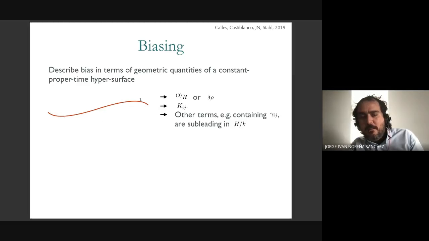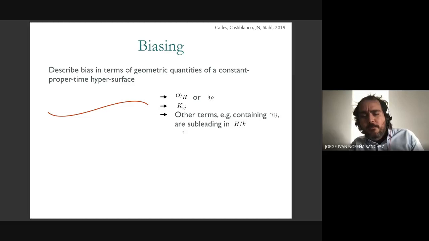describing geometrically this hypersurface, but as we discussed in the paper with Juan Calles, Lina Castiblanco, and Clément Stahl, these other terms, for example terms containing the tensor modes, the Weyl tensor, etc., are at each order in perturbation theory suppressed by H over k with respect to what we have.